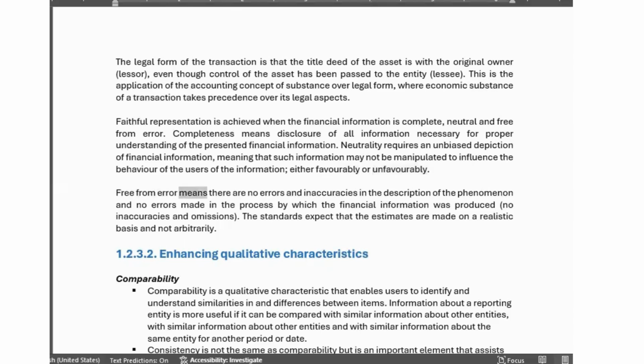Free from error means there are no errors and inaccuracies in the description of the phenomenon and no errors made in the process by which the financial information was produced, no inaccuracies and omissions. The standards expect that the estimates are made on a realistic basis and not arbitrarily.